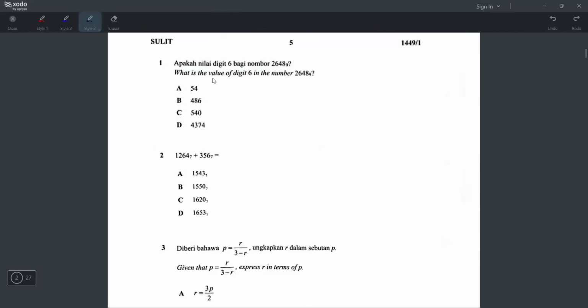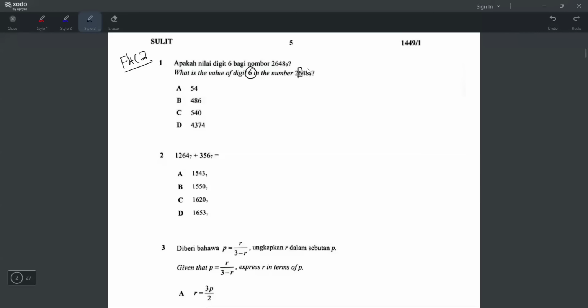Okay, number one, what is the value of digit 6 in the number 2648 base 9? This one is definitely the Form 4 chapter 2, the number base chapter, right? So how do you find the value of digit 6? First I will underline the 6. What they mean is they want you to change this digit 6 to base 10.